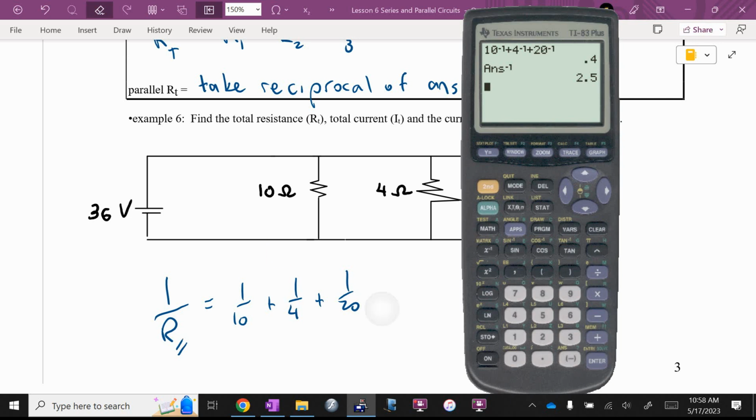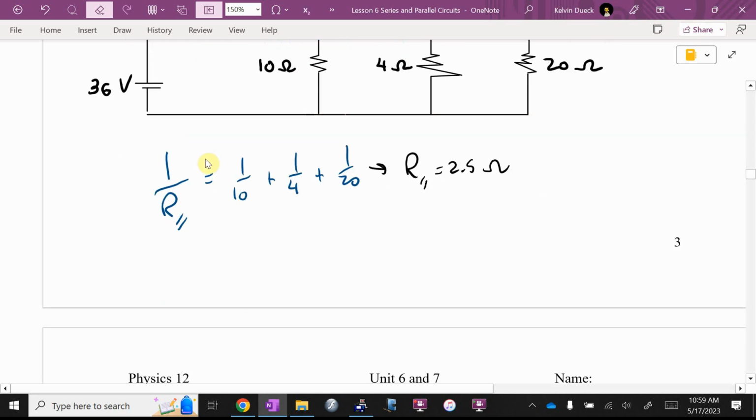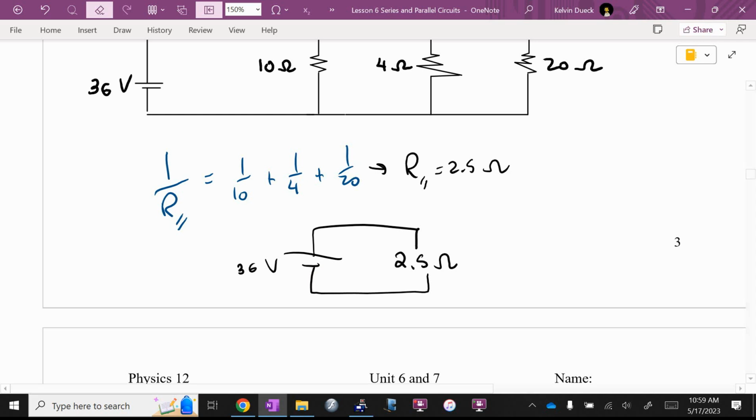So, by the way, don't put equals. I'm being fussy. If you put equals, you're telling me 2.5 ohms is 1 over R parallel. What I always do is I write that out, and then I just draw an arrow. R parallel is 2.5 ohms. In other words, if I rewrote this circuit, it's the same as a single resistor. That is the mathematical equivalent of that top one.